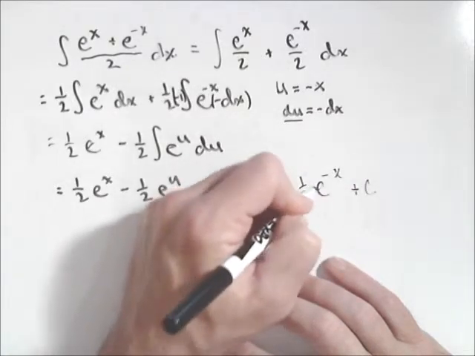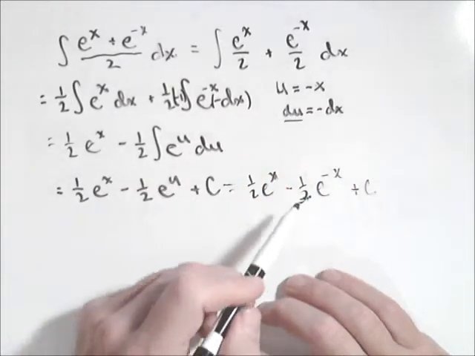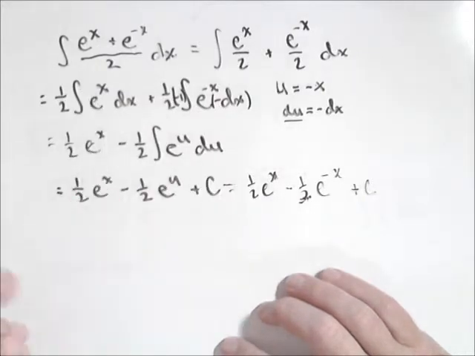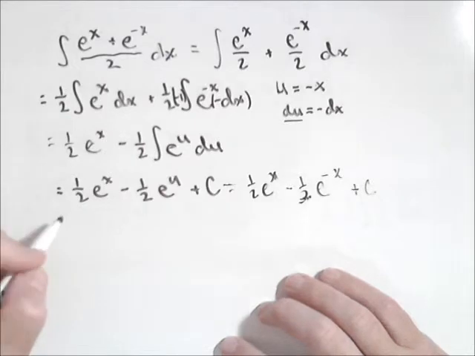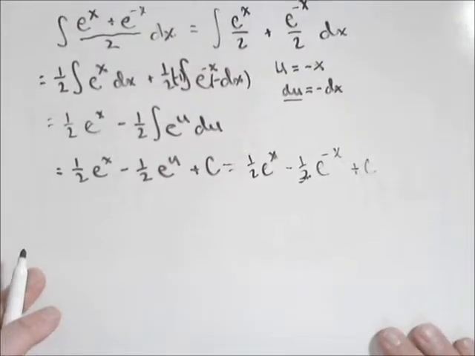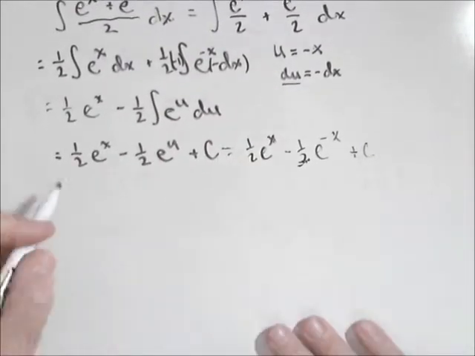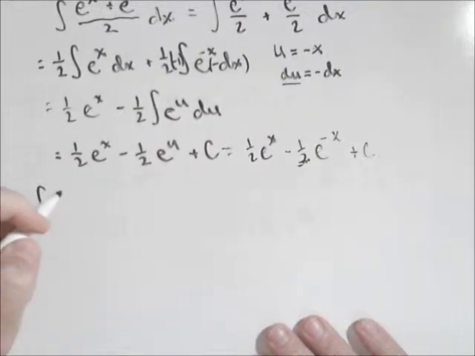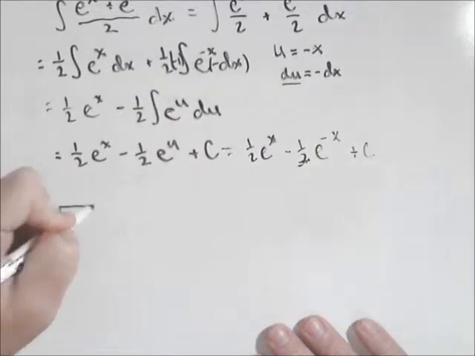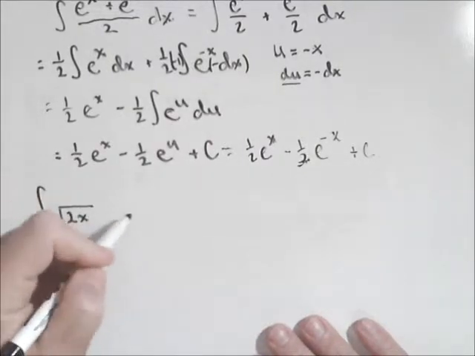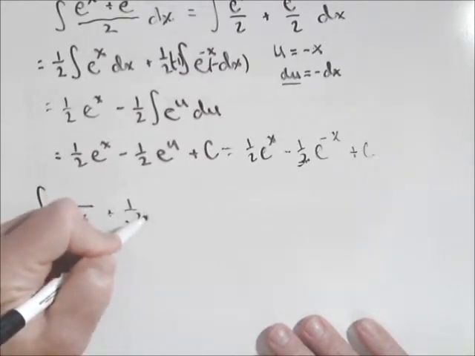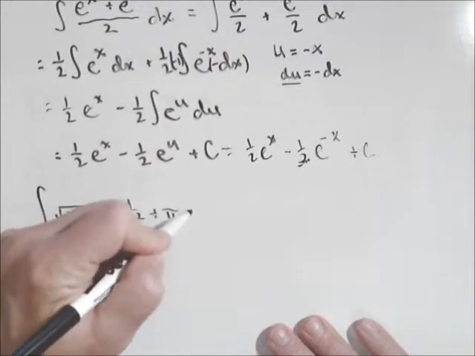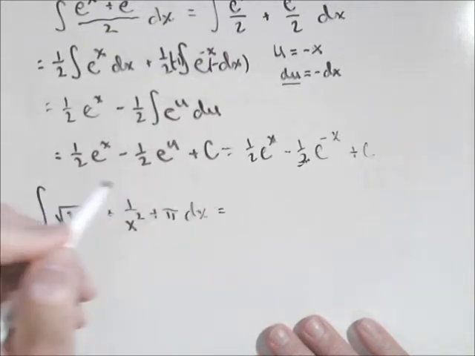If you want to, you can write both those terms as being over 2 like they were originally, but it's not necessary. Our antiderivative is correct. Let's look at one that we're going to do piece by piece. So we have the antiderivative of square root of 2x plus 1 over x squared plus pi dx.